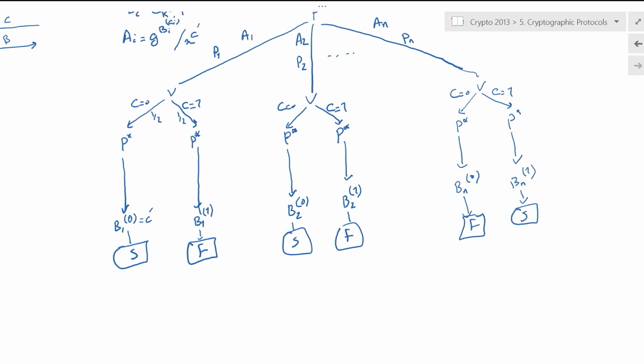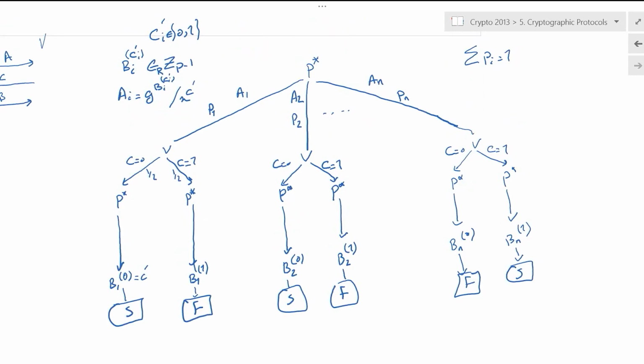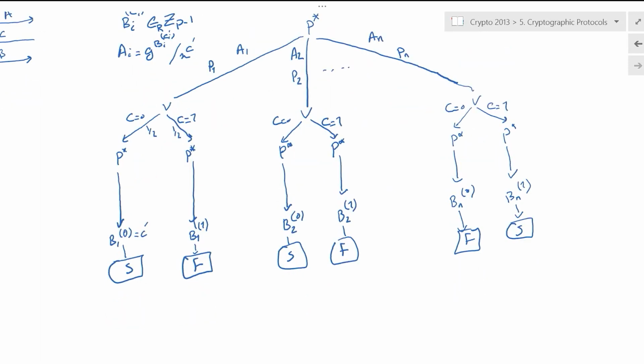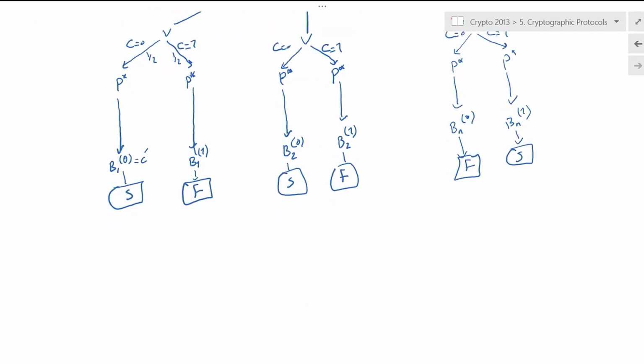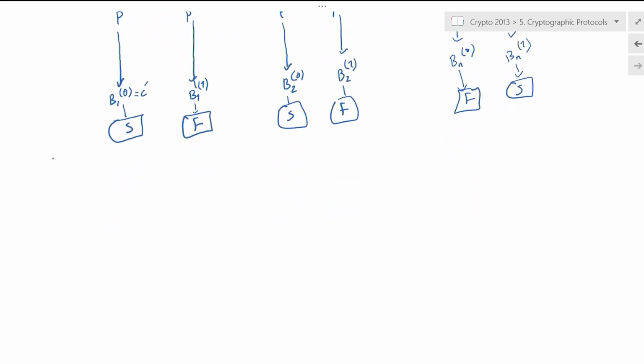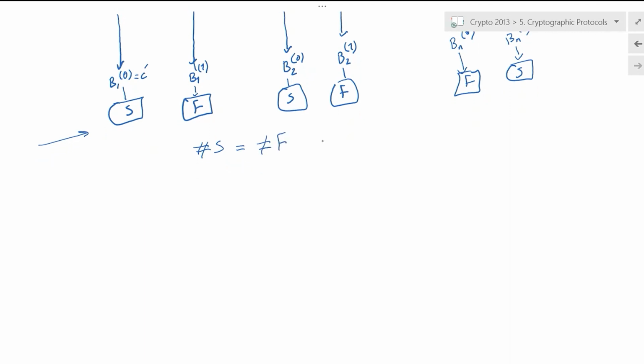So this is the entire computational tree, with the different probabilities that these A i are chosen. These are the entire set of values of A that you could choose. A n is a value from Z_n. So these are all possible things that can happen. When you come over here and you count, you see that the number of successes equals the number of failures, which means that P star can cheat.